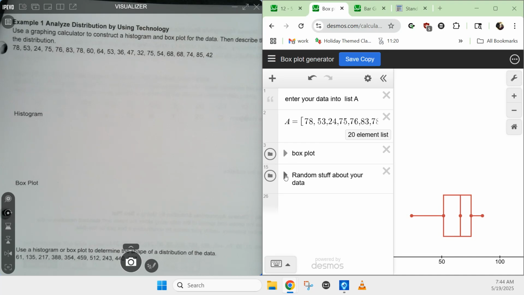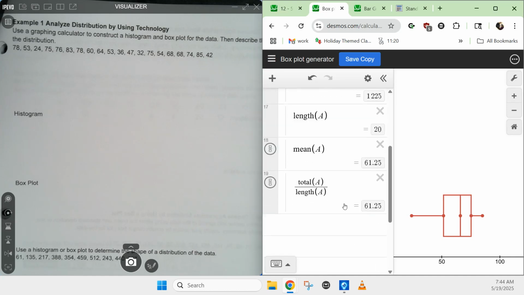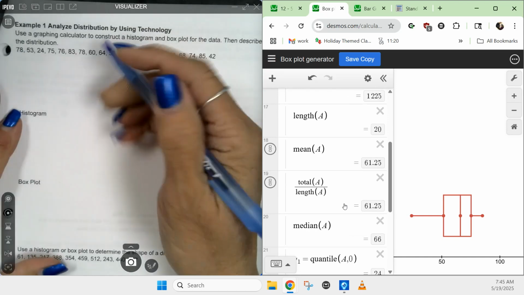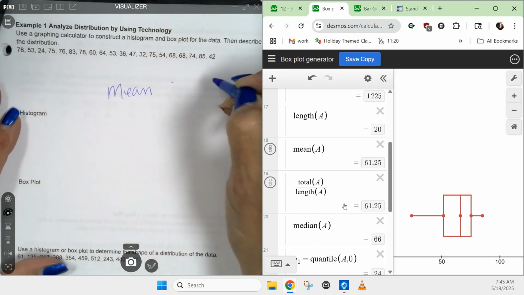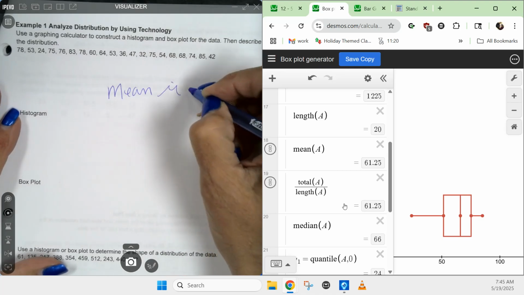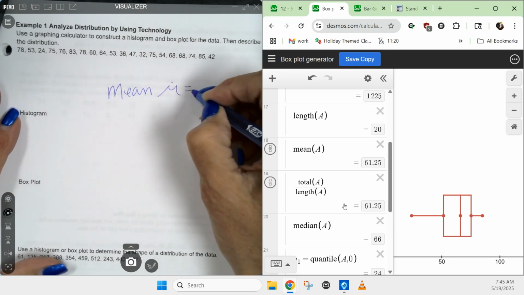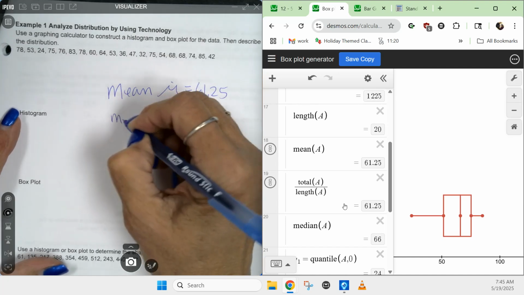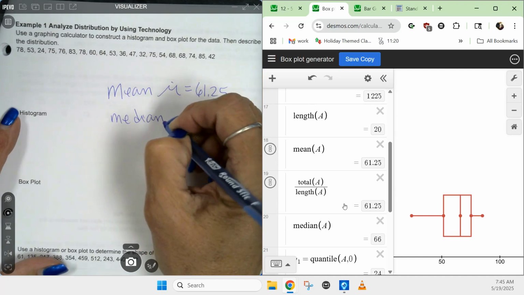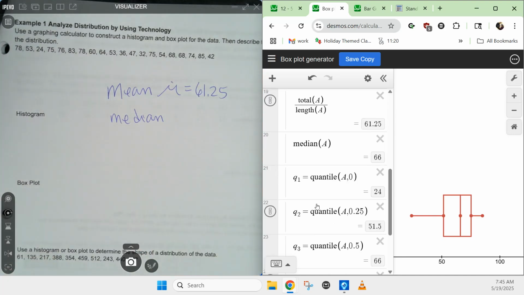If you notice right here, it says random stuff about your data. And if you bring this down, you'll see that the mean is 61.25. So I'm going to write on here that the mean, remember, it's like that, is 61.25. My median, if I scroll down, it tells you it's 66.